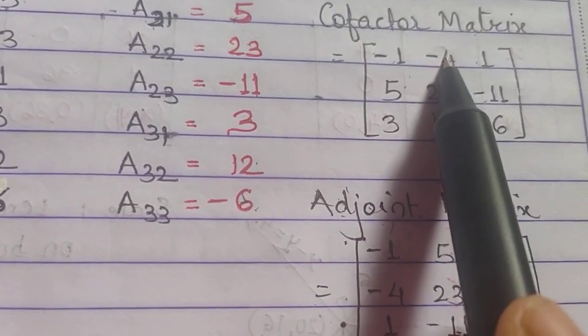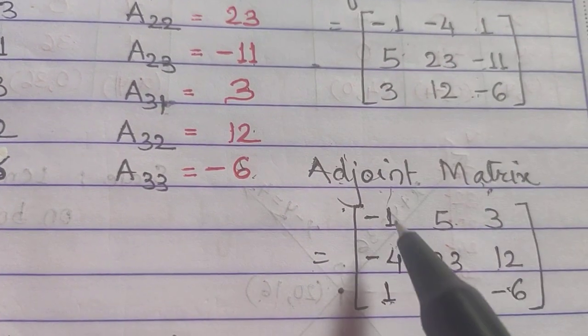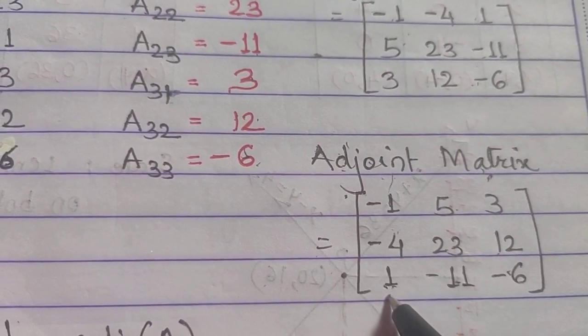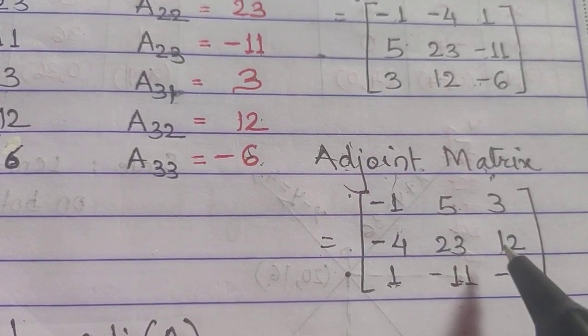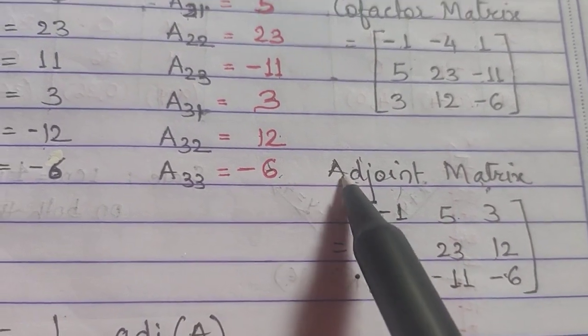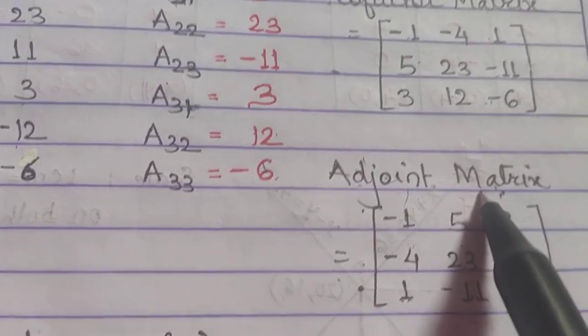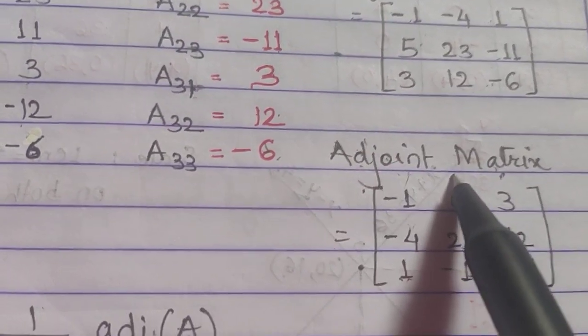Its transpose will be the adjoint matrix. Minus 1, minus 4, 1. This is the first row of the cofactor matrix, and it will become the column. So in this way we get the adjoint matrix. Write all the rows and columns. The adjoint matrix is the transpose of the cofactor matrix.